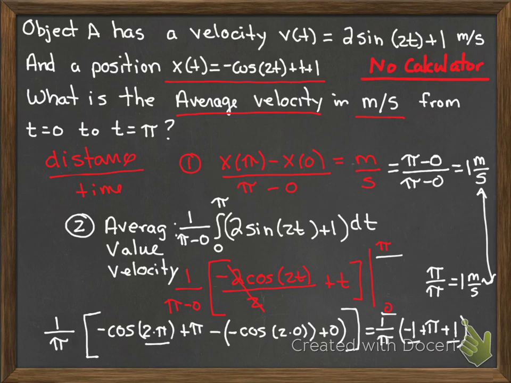Both methods give the same answer. In this case, the first method was probably easier because you were given the position function. Oftentimes, you're just given the velocity function. In that case, method 2 would probably be easier.